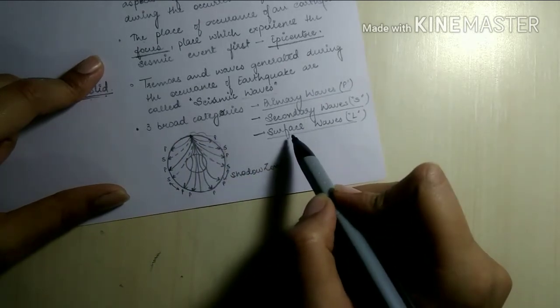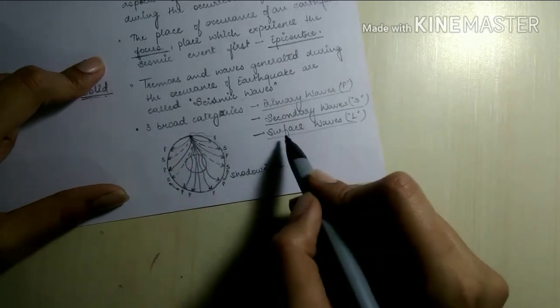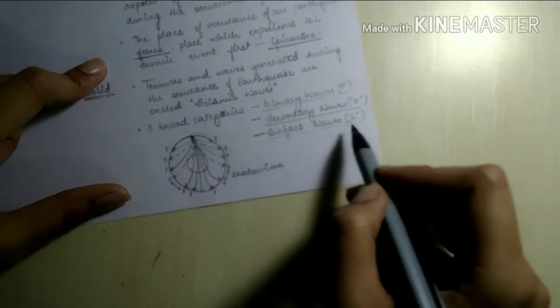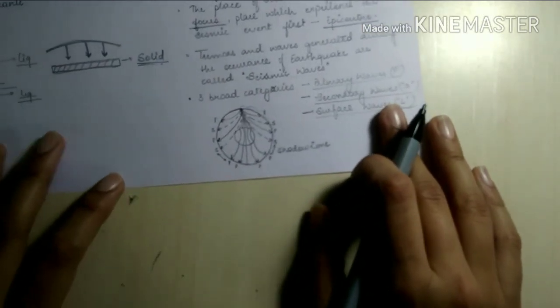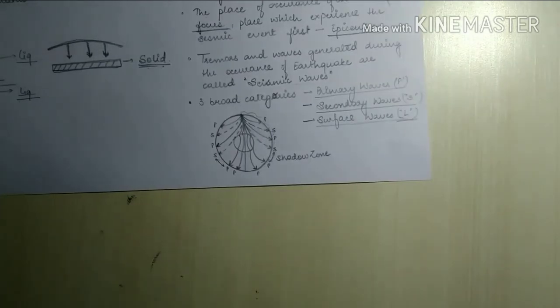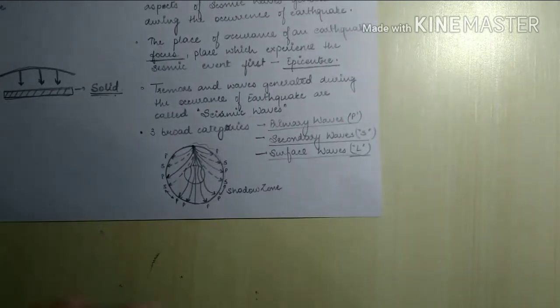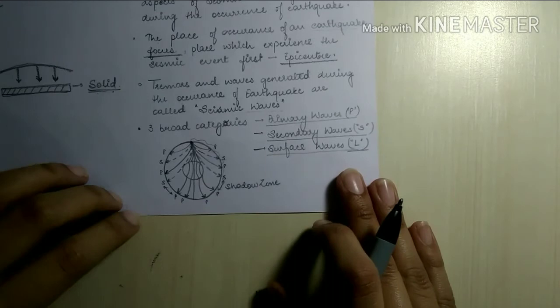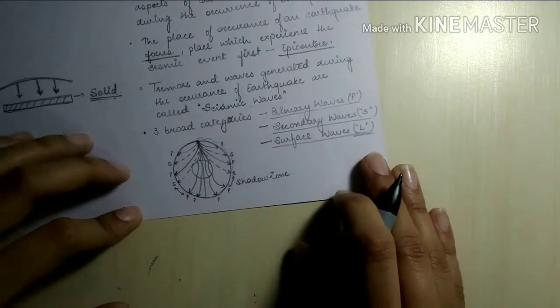So all the destruction that is caused on the Earth because of an earthquake is caused by the surface wave, that is the L wave. We will mainly talk about P waves and S waves only. Okay, L waves are not important for now.